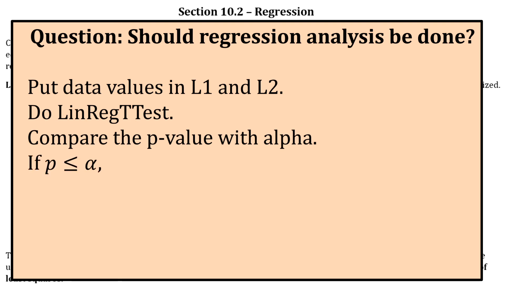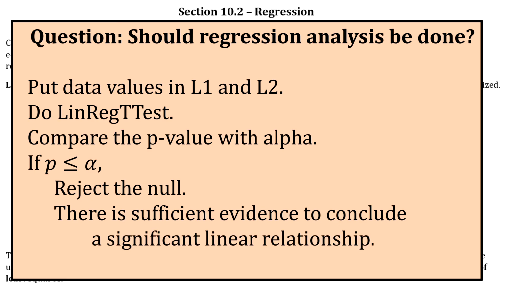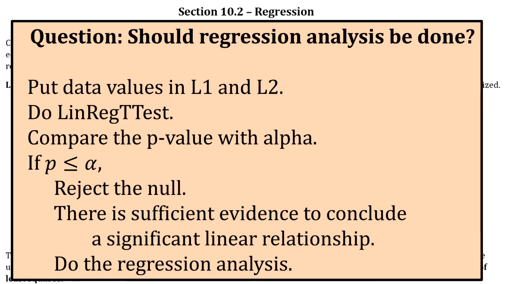Okay, if p ends up being less than or equal to alpha, that means that you reject the null hypothesis, which means that there is sufficient evidence to conclude a significant linear relationship, which means that you would go ahead and do the regression analysis. So the key thing to be able to answer their question about should regression analysis be done is this step right here. It's just determining the p-value and then comparing it with alpha.